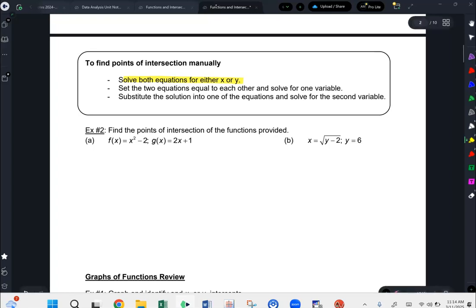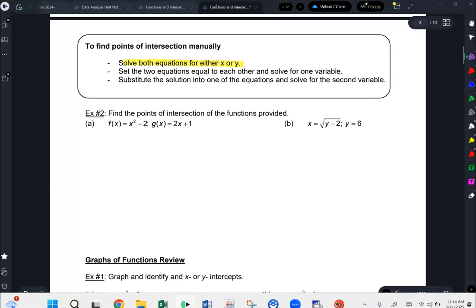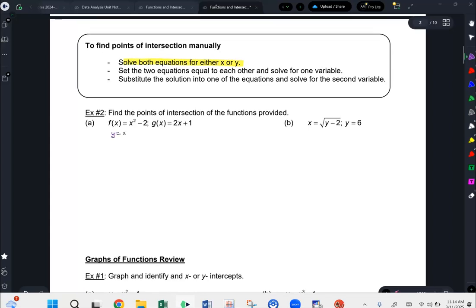All right, so let's take a look at this one. Both of these are solved for y. So this is y equals x squared minus 2. This is y equals 2x plus 1. At the point of intersection, since the y values are the same, we can set whatever y is equal to each other. So then it just becomes an algebraic equation that we need to solve.